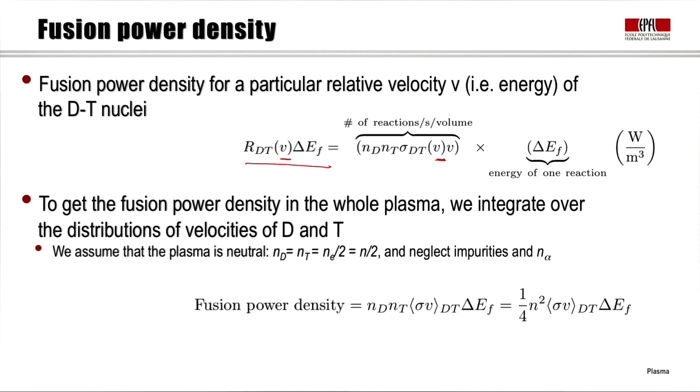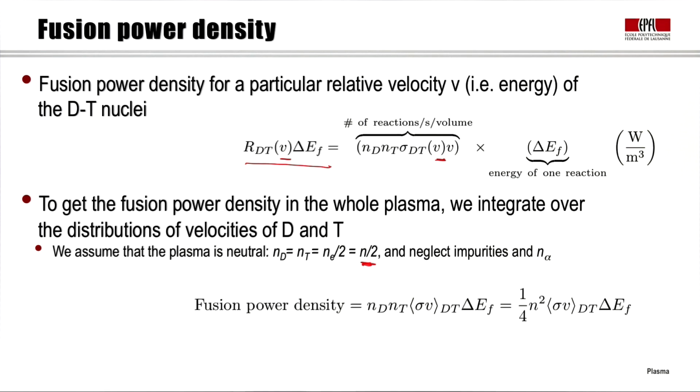To get the fusion power density in the whole plasma, we need to integrate over the distribution of velocities of deuterium and tritium. We do that by assuming that the plasma is neutral, that is, the density of deuterium and tritium nuclei corresponds each to half of the electron density, which we will refer to as just n. We also neglect the impurities, and we neglect the effect of the alpha particle density, that is, the density of the alpha particles that are produced by the fusion reactions themselves. We neglect that effect on the overall charge balance in the plasma.